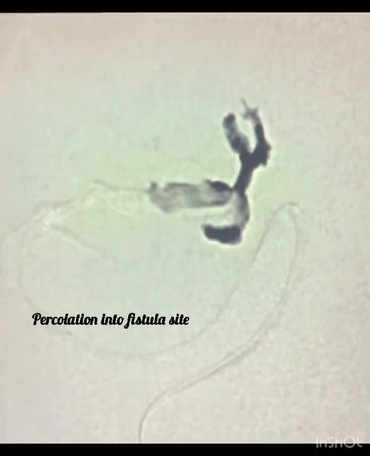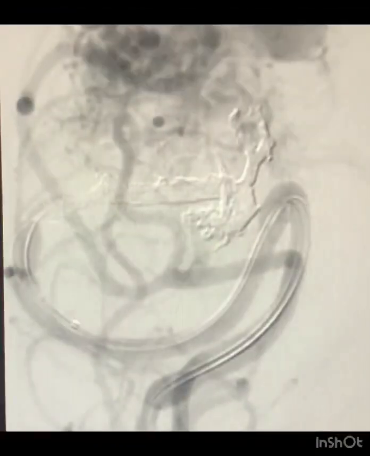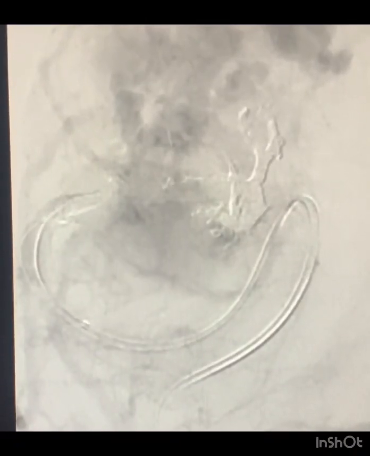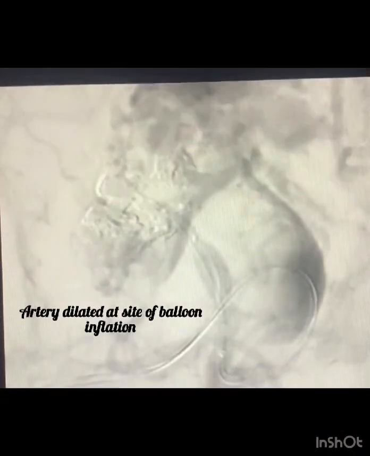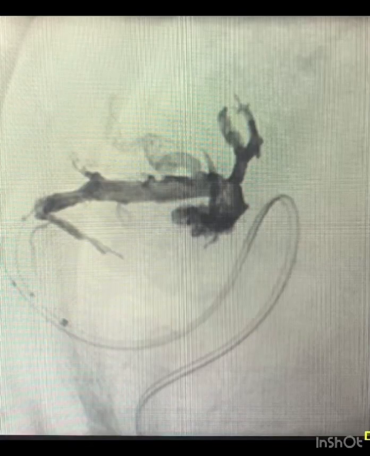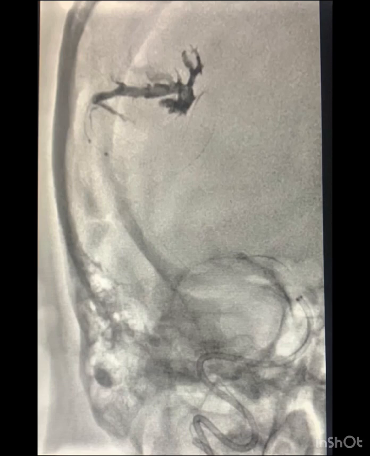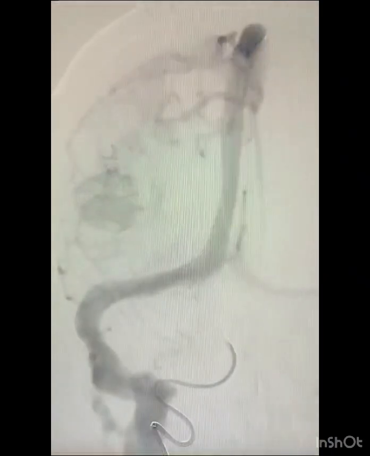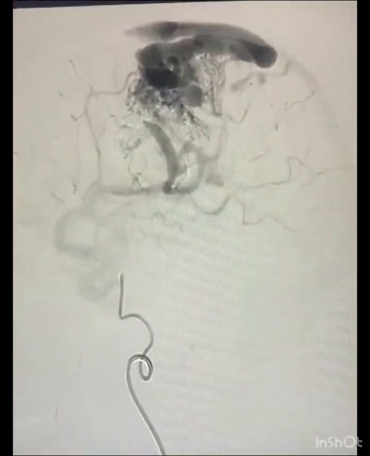You notice Onyx percolating into the fistula site. Note the run taken after injection showed complete occlusion of the fistula and also dilatation of the parent artery at the site of balloon inflation. Notice there is stagnation of contrast in the venous side, and this is the final Onyx cast, which shows Onyx at the arteriovenous junction. Post-procedure, the patient did well.